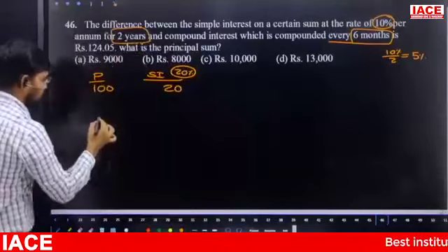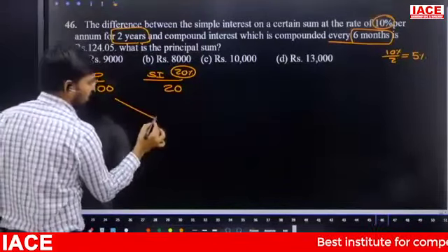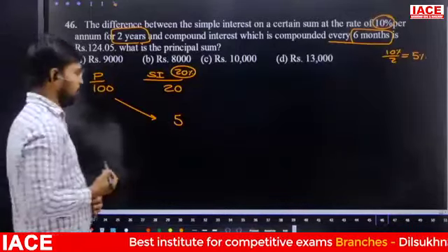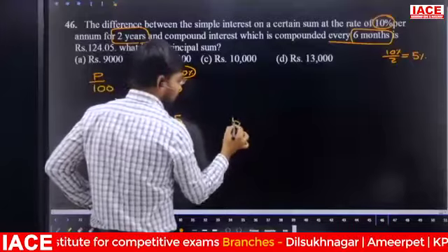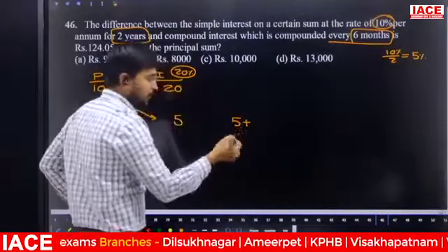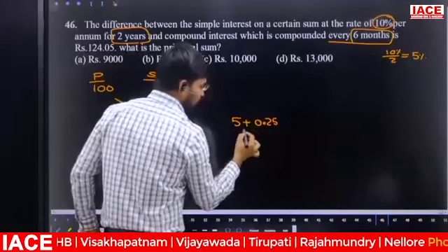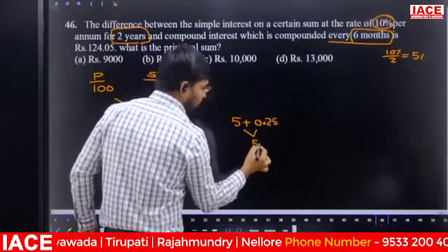Look at me. Principal is 100 rupees. The first half year interest is 5. The second half year is 5 plus 5% of 5. 5% of 5 is 0.25. That is nothing but 5.25. The second one is 5.25.